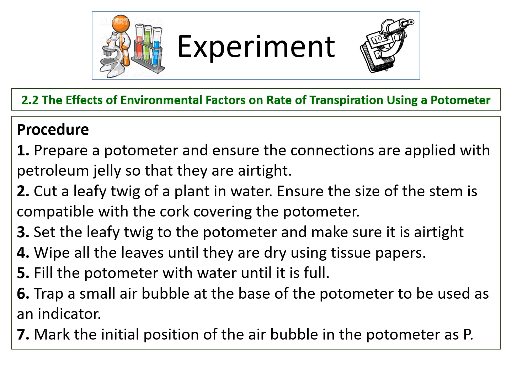Number 4, wipe all the leaves until they are dry using tissue paper. Number 5, fill the photometer with water until it's full. Number 6, trap a small air bubble at the base of the photometer to be used as an indicator. Number 7, mark the initial position of the air bubble in the photometer as P.